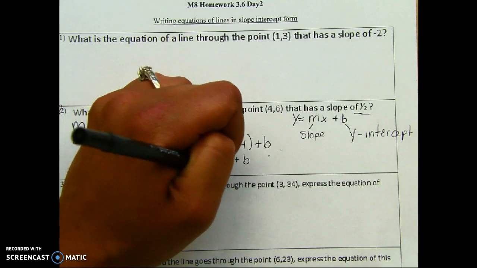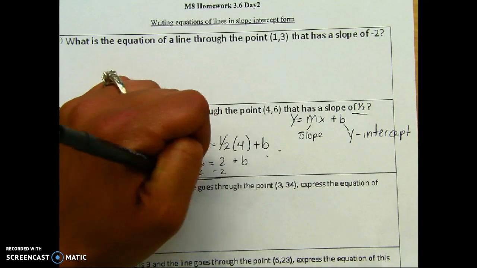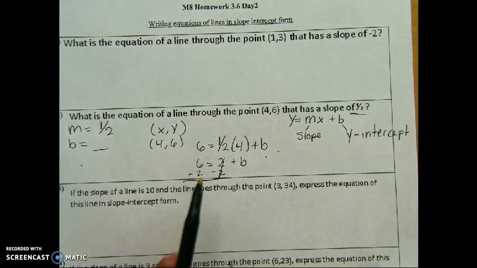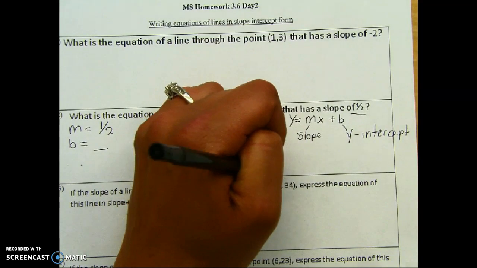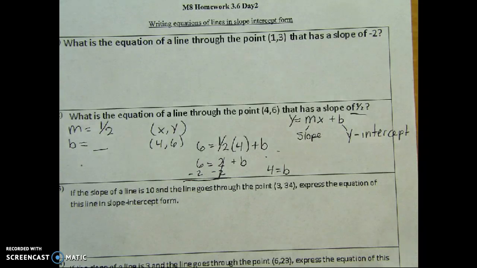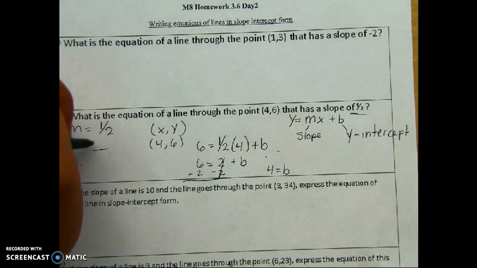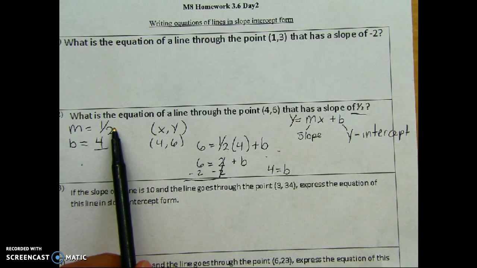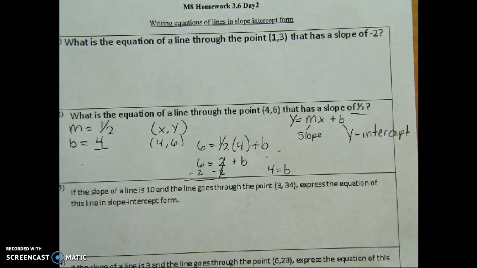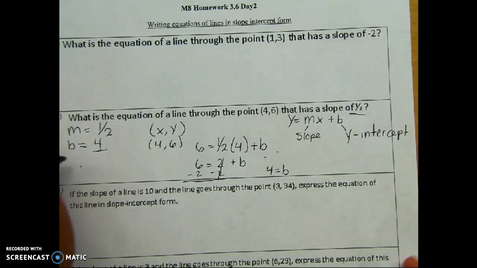I'm going to do the inverse, which is subtraction of 2. This will cross out. 6 minus 2 is 4, and that represents my b. Okay? So now I have my slope of 1/2, and I have my y-intercept, which is 4. I have enough information to write the equation.